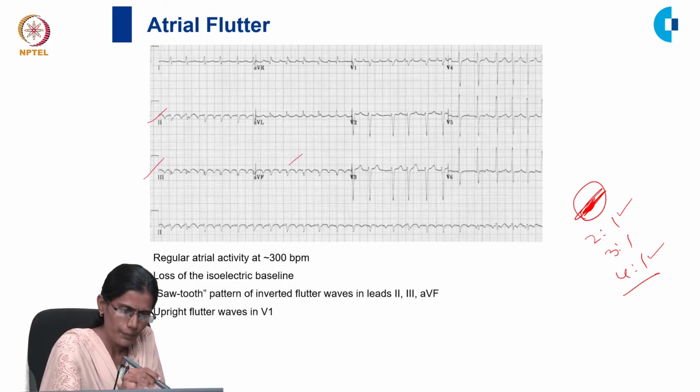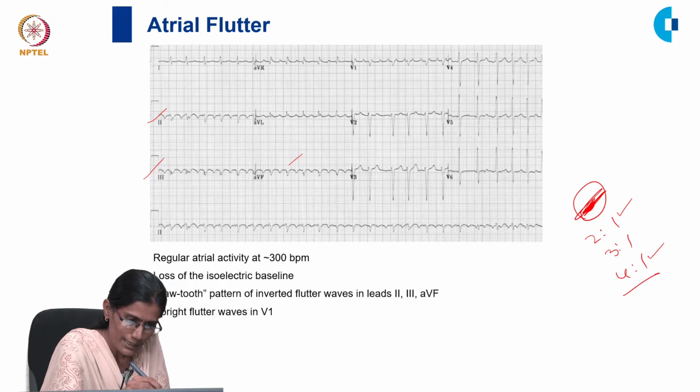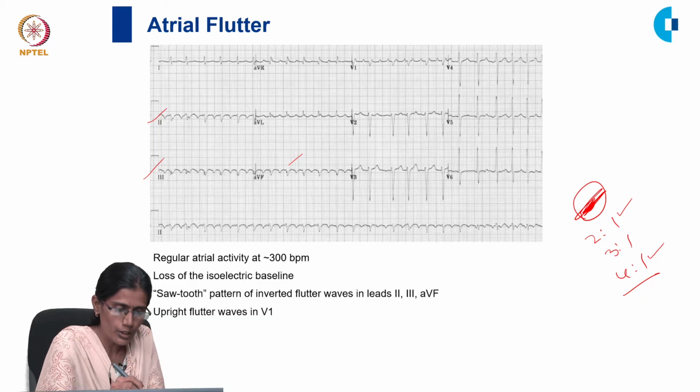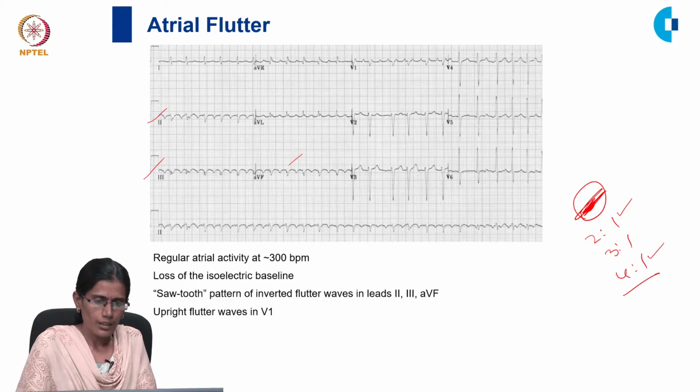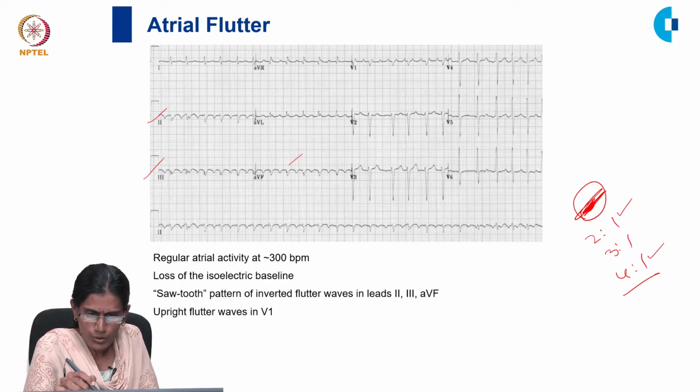Do you see? This is the negative flutter wave. It resembles sawtooth waves. So, in lead 2, lead 3, AVF, there should be a sawtooth pattern. And in V1, you see upright flutter waves. They resemble normal P waves.